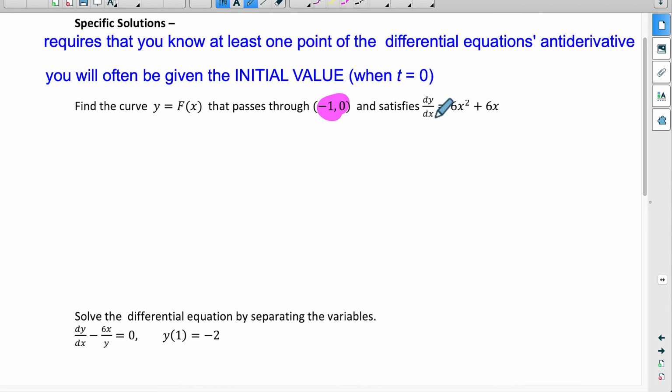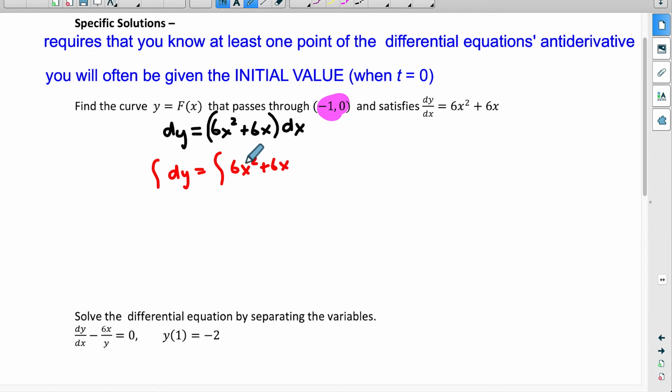And remember, what we want to do is we want to get the y by itself on one side and all the x's on the other. Well, that's easy. Just move the dx over. So I have dy equals 6x squared plus 6x dx. And we're ready to integrate right now. So we're going to integrate the left side in terms of y, and we're going to integrate the right side in terms of x, and we can go straight ahead and do that.